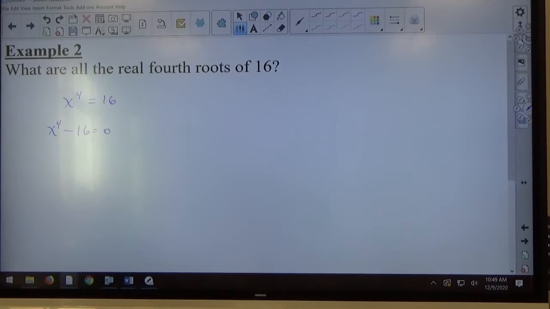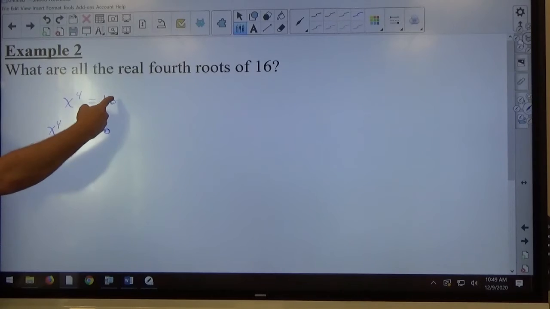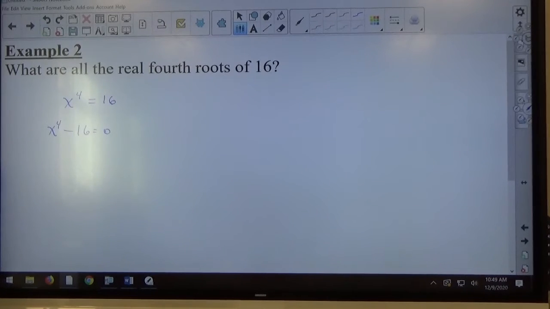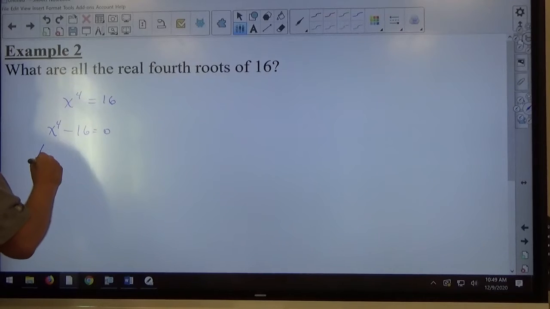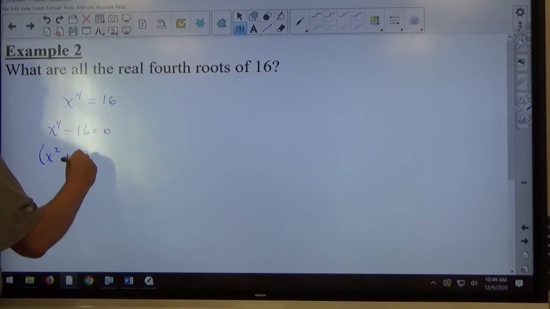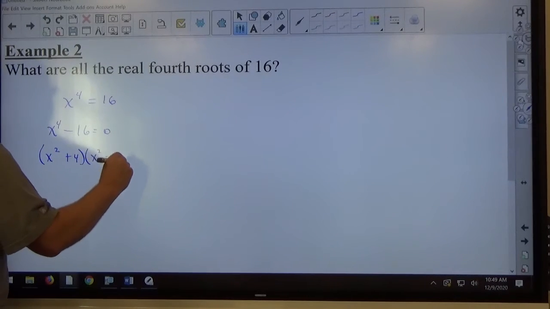Every time we do these problems, it's going to be x to some power equals some number, so it's going to be a binomial structure every time. It's a matter of recognizing which one of those three it is as far as factoring is concerned. This one's a difference of two squares. Even powers are perfect squares. 16 is 4 times 4. That's a perfect square. So this factors to x squared plus 4 times x squared minus 4.